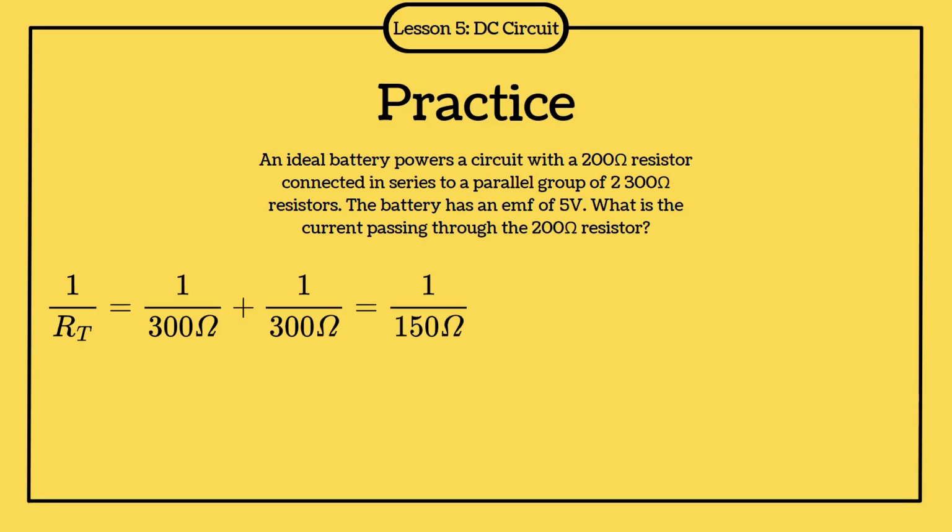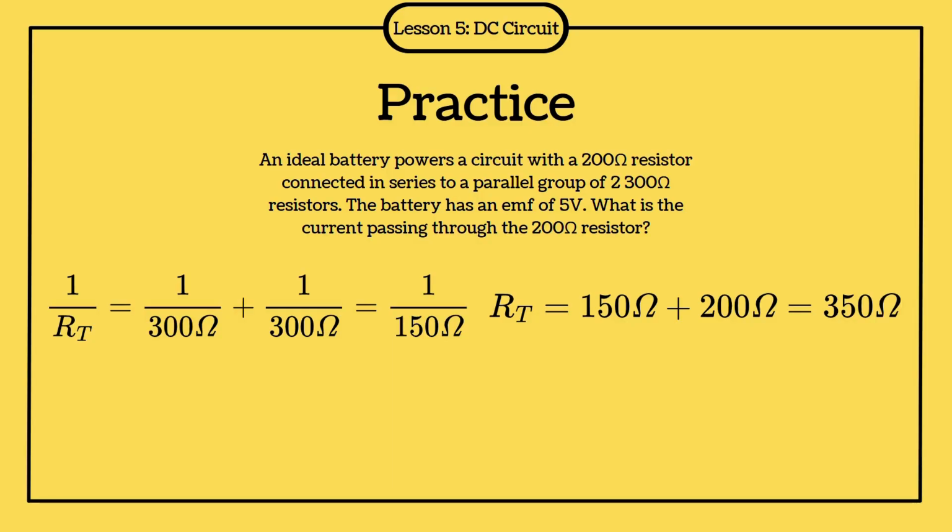As you can see here, we use the equation 1 over total resistance equals 1 over resistance 1 plus 1 over resistance 2. This means that 1 over the total resistance equals 1 over 300 ohms plus 1 over 300 ohms, which is 1 over 150 ohms. From here, we can take the reciprocal of both sides to get the total resistance to be 150 ohms for the parallel section of the circuit.